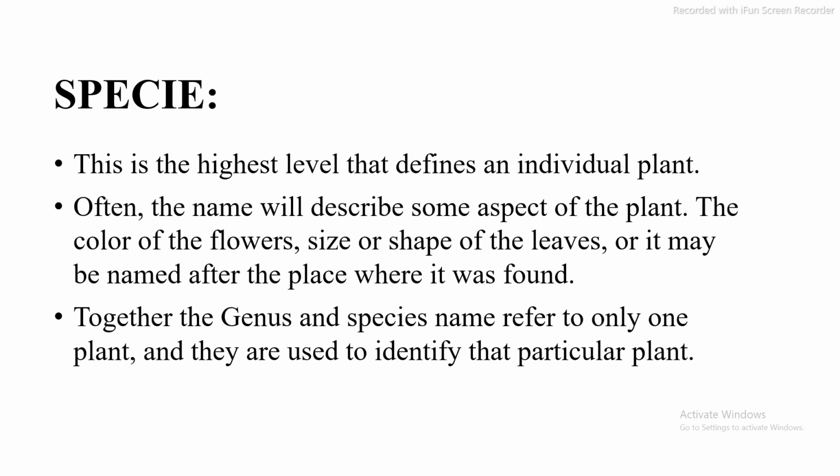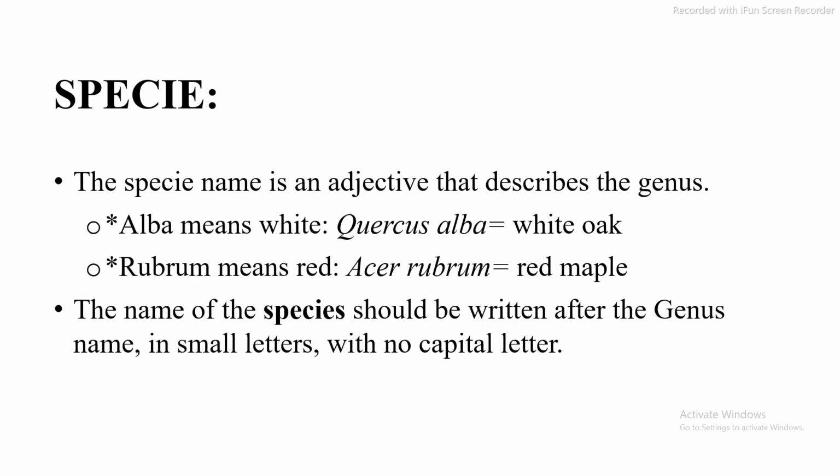Species. This is the highest level that defines an individual plant, and often the name will describe some aspect of the plant: the color of the flower, the size or shape of the leaves, or it may be named after the place where it was found. Together, the genus and species name refer to only one plant, and they are used to identify that particular plant. The species name is an adjective that describes the genus, like alba. Alba means white, Quercus alba, white oak. Rubrum means red, Acer rubrum means red maple. The name of the species should be written after the genus name in small letters with no capital letter.